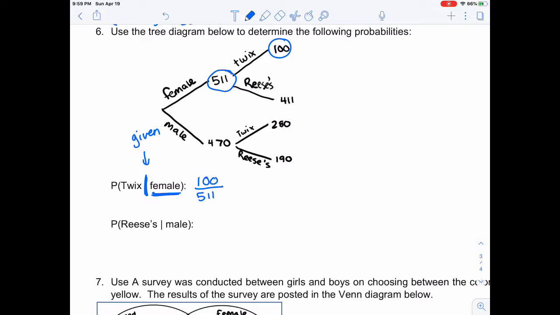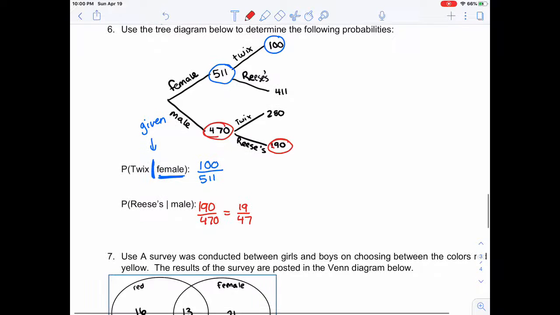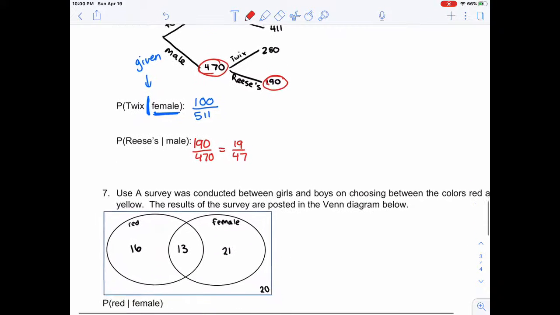And for our next one here, our probability of picking a Reese's given that a male has chosen Reese's as their favorite, we'll say. So let's look, I'll do it in red here. Male, we have 470. How many preferred Reese's? We can see that that's 190 out of 470. And this one we can simplify down if we divide by 10, 19 over 47, okay? So that's just how you read those kinds of problems as well. And one of your Edulastic problems looks just like this, okay?